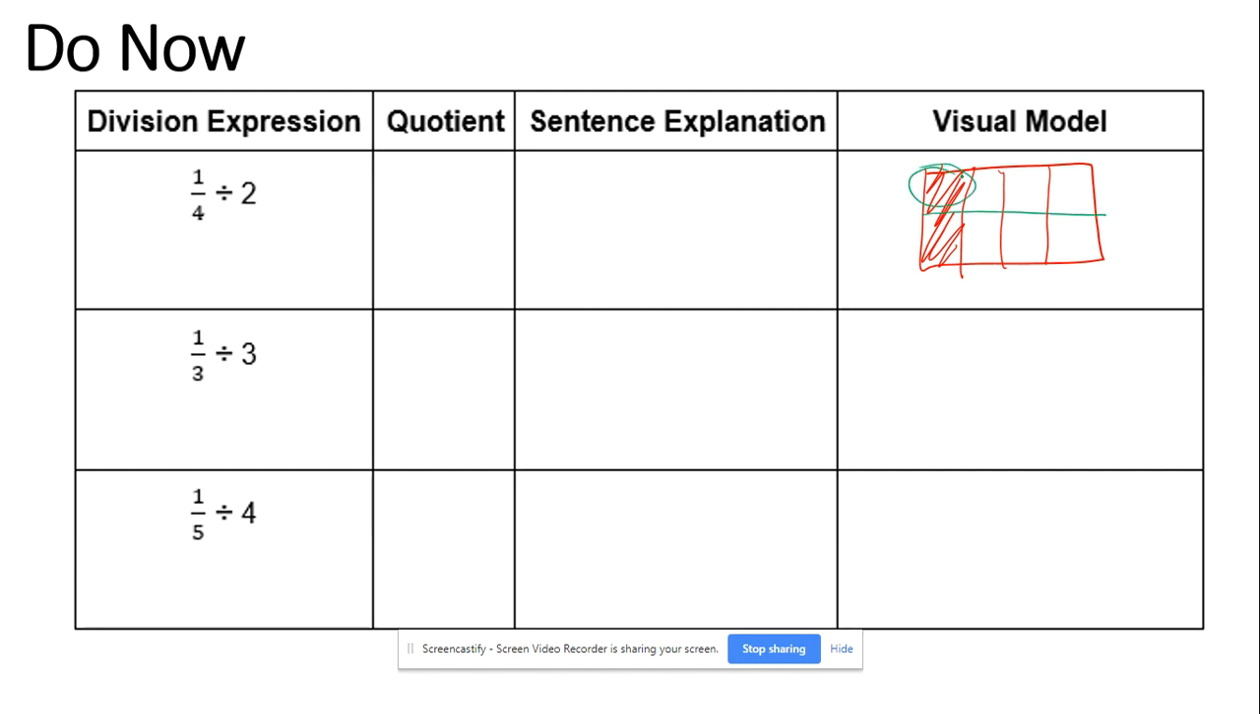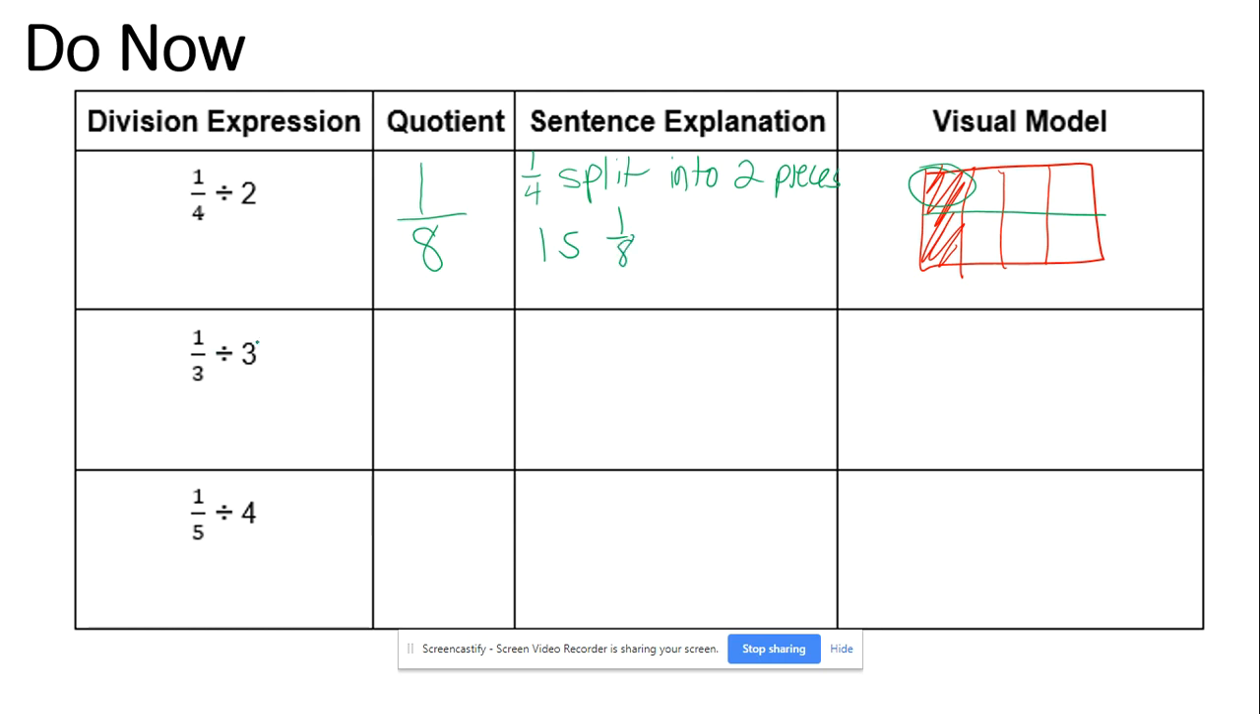I can see that each group is going to be getting 1 out of 1, 2, 3, 4, 5, 6, 7, 8 parts. And if you remember the trick, we can look at the denominator and multiply it by the whole number to see that our answer in our denominator is going to be 8, and then the 1 stays the same. So 1/4 split into 2 pieces is 1/8.